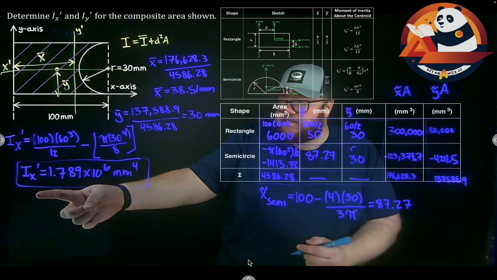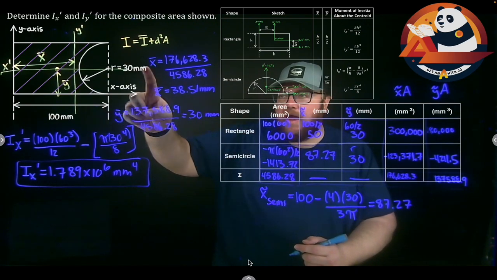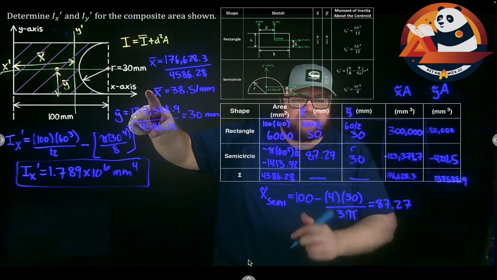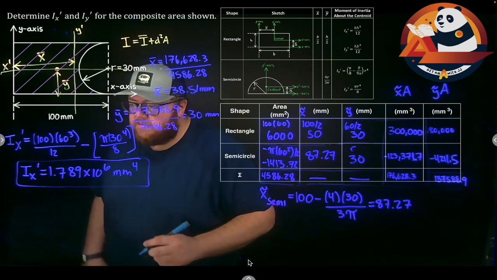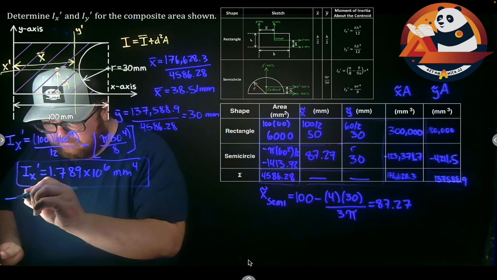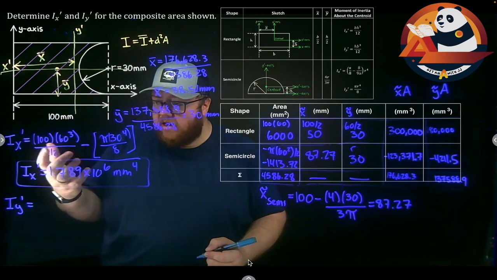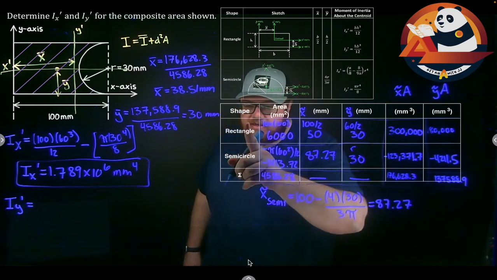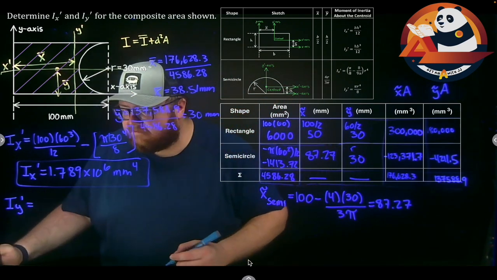We'll repeat basically that same process for Iy prime now. We already know our x bar distance, so we're going to be using the distance from this x bar to x tilde on everything to kind of finish this up. So my Iy prime should be Iy1 prime minus Iy2 prime, or Iy for our rectangle prime minus Iy for the semicircle prime. Let's come in and get these.